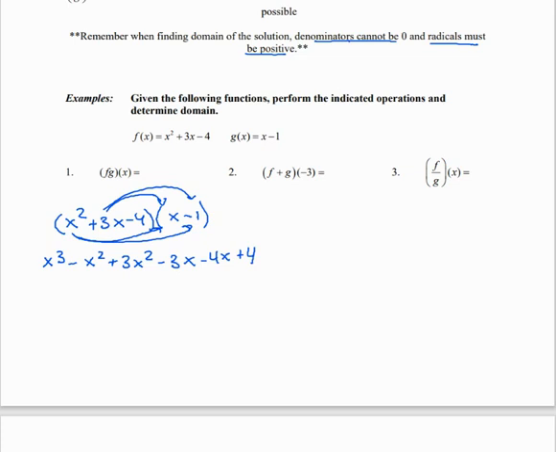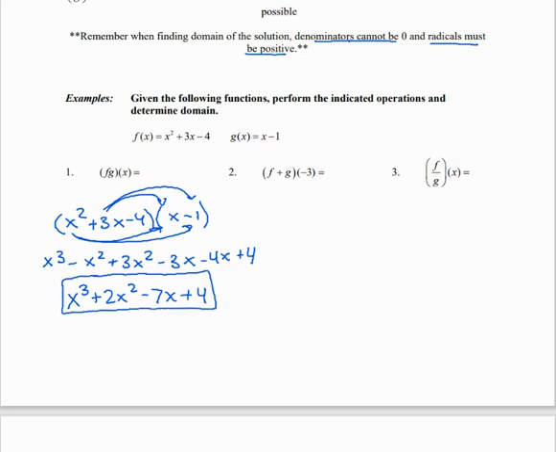Take your time to double check your calculations, because if one of those terms is off, obviously then the whole thing gets thrown off. So again, x to the third, negative x squared, 3x squared, minus 3x, negative 4x, and positive 4. Now combine those like terms. So we have x to the third plus 2x squared minus 7x plus 4. So there is the product of those two functions.